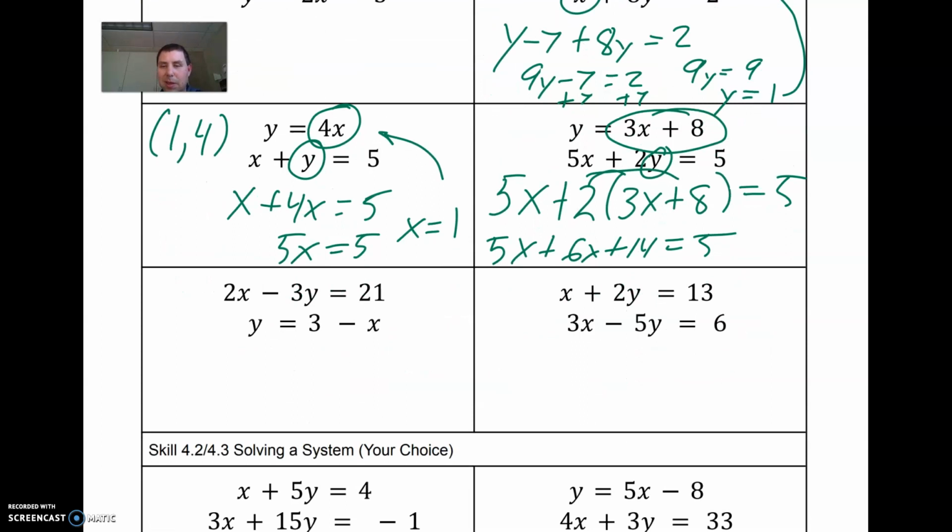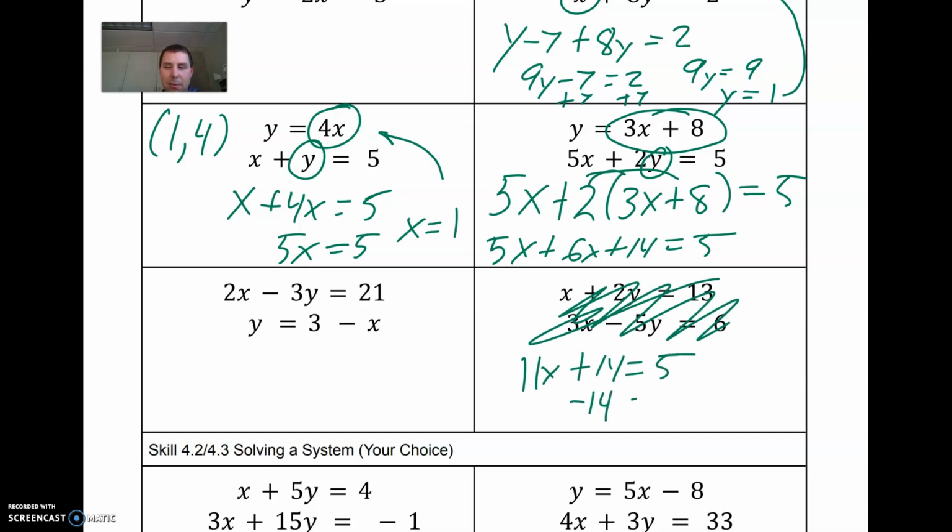I'm going to run out of space here, so I'm going to kind of just keep going. 5x plus 6x is 11x plus 14 equal to 5. Minus 14, get 11x equal to negative 11. Divide by 11, and you get x is equal to negative 1.